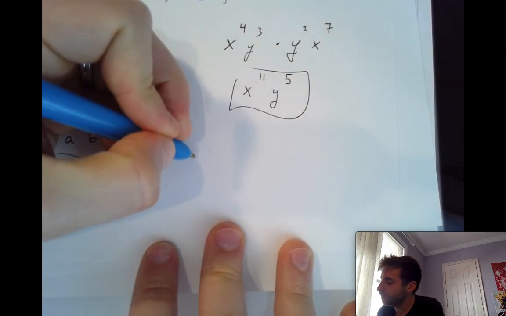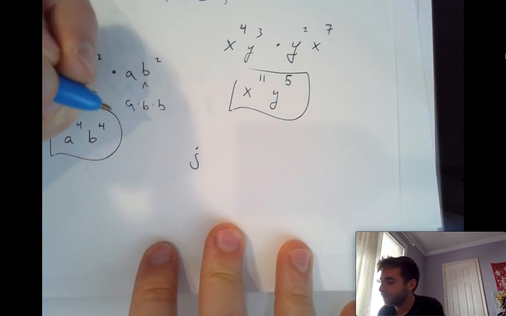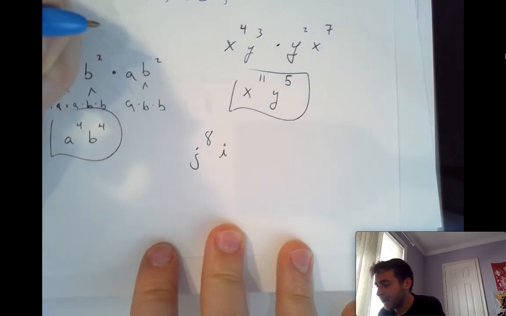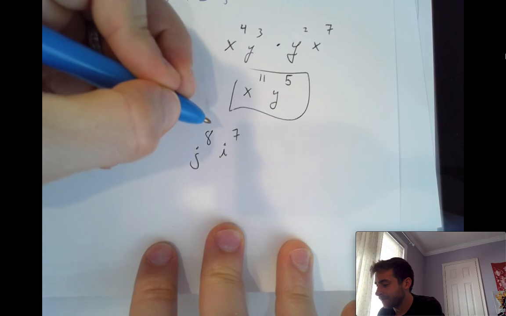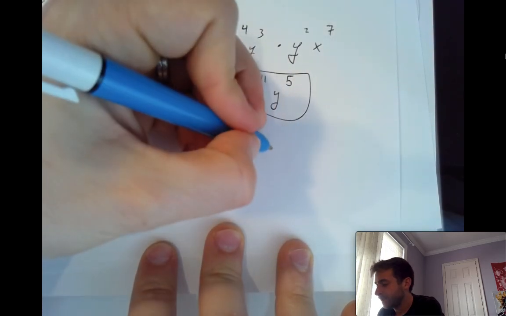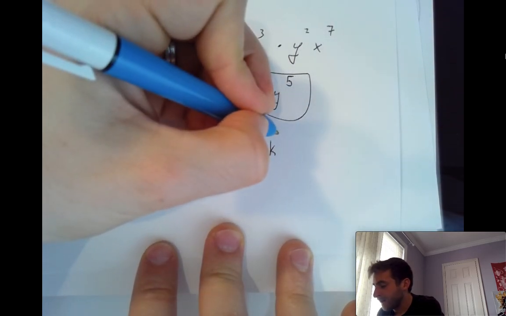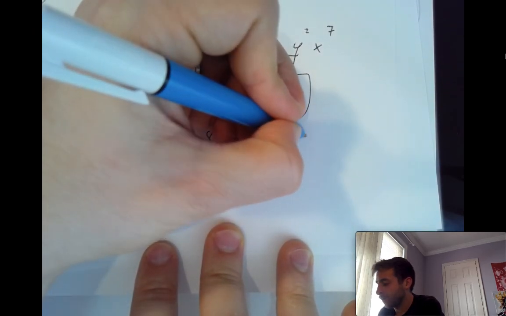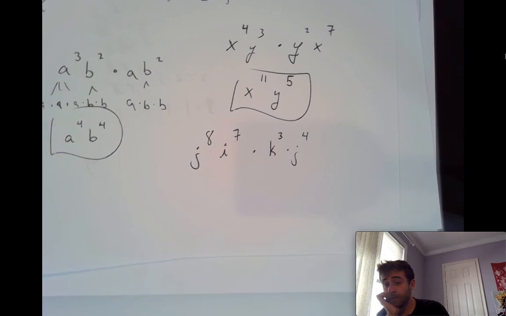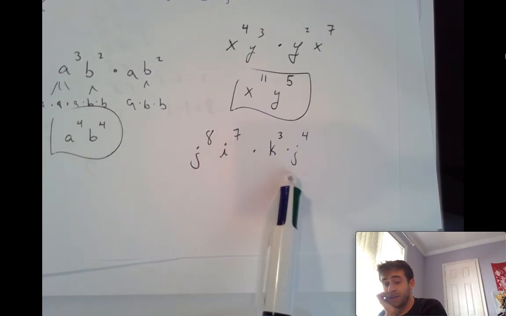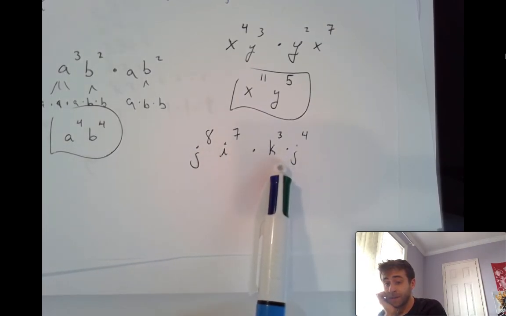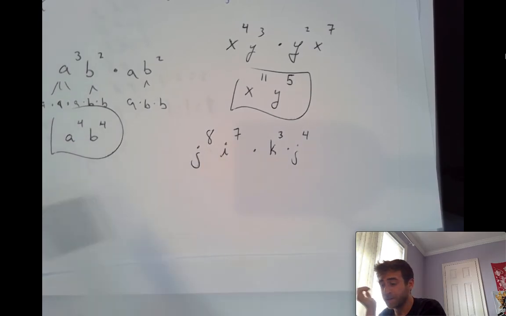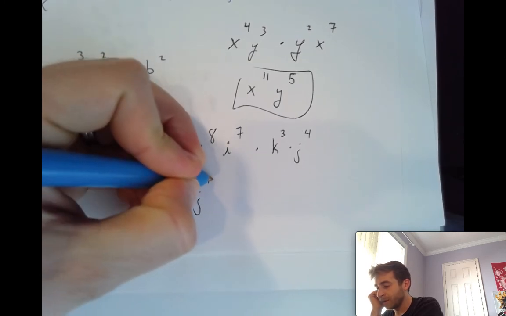Let's do j to the power of 8 and i to the power of 7 times k to the power of 3 times j to the power of 4. So I've got these j's, right? 8 j's and 4 j's. That's going to make j times itself 12 times altogether when I multiply all this. So it's going to be j to the power of 12.